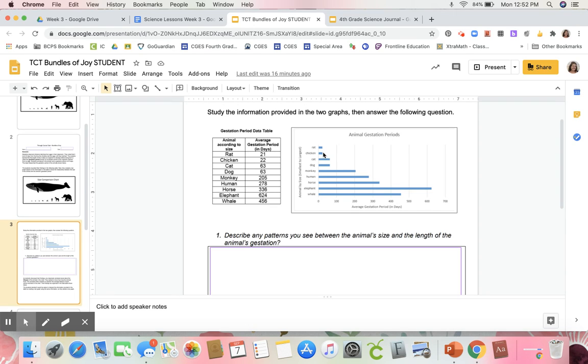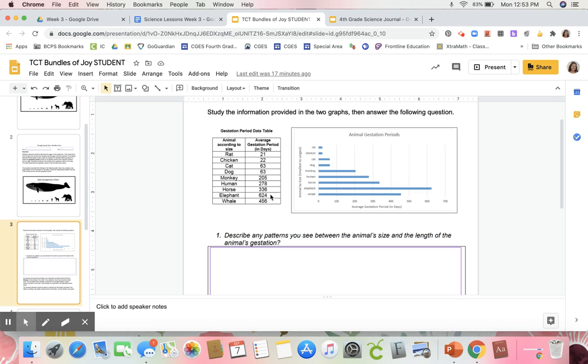So I want you to stop and think. What do you notice about the size of the animal versus the number of days that has with their average gestation period? Stop and think. One thing I notice is we're going from small to big, and we have 21 days all the way up to the largest for this elephant, 624 days.